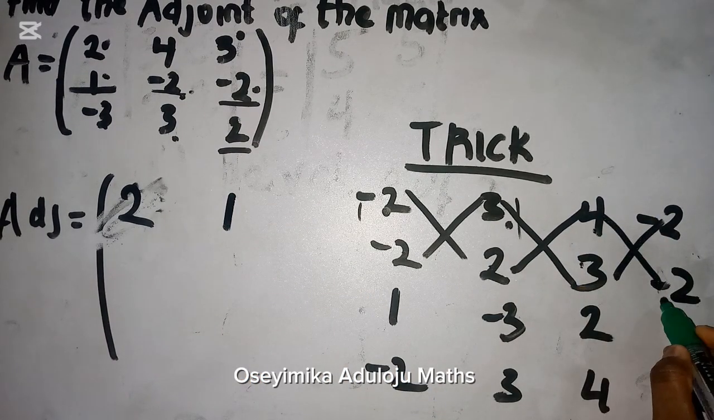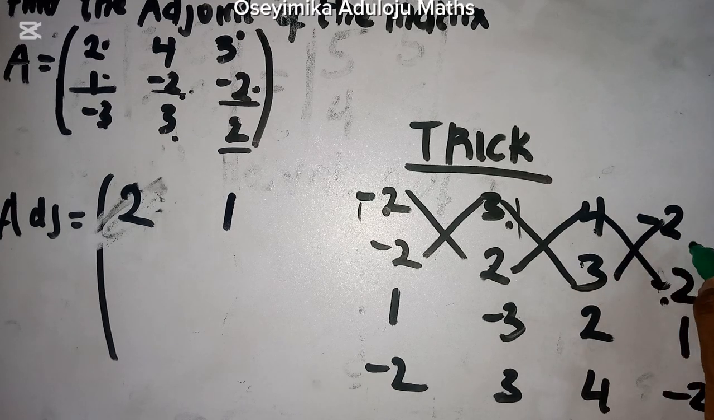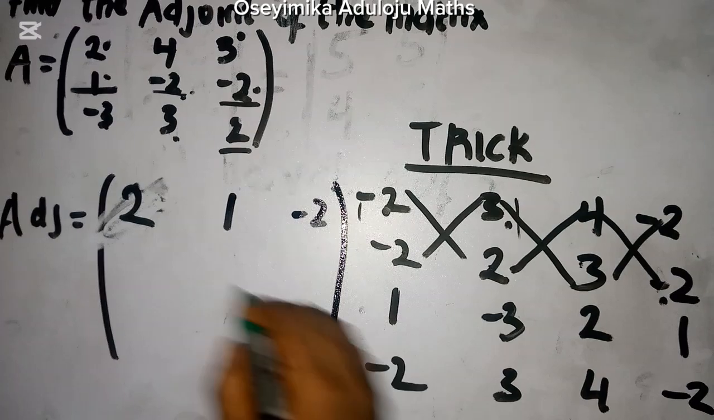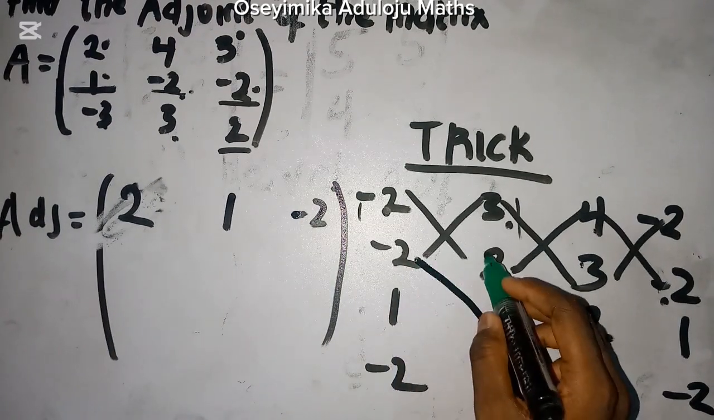We do the same thing. 4 multiplied by minus 2 minus 3 multiplied by minus 2. That is minus 8 minus minus 6. That is minus 8 plus 6. That is minus 2.